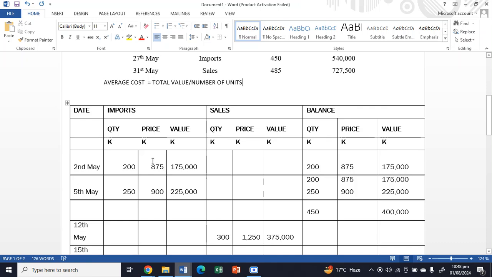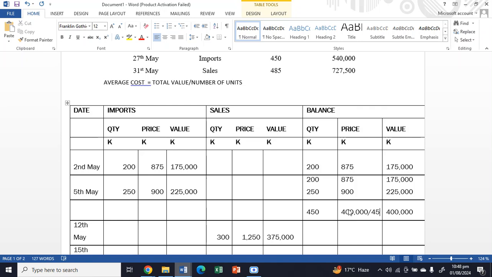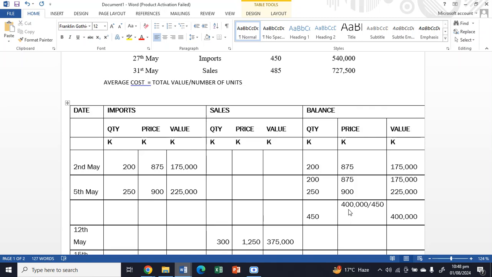Right. Just the way we're calculating these per unit prices, it's the same thing that we're doing here. It's only that we're going to total everything up and just want to find the average cost of our inventory. So we're going to say 400,000 total value, 400,000 divided by 450. So the average cost is 888.888.